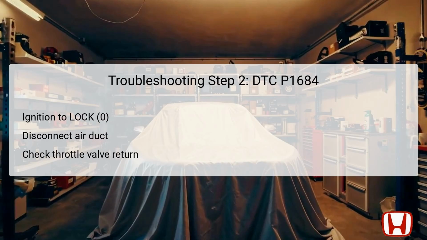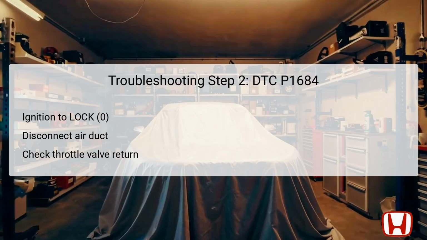In the second troubleshooting step, begin by turning the ignition switch to the lock 0 position to disable the electrical systems safely. Next, disconnect the intake air duct from the throttle body. This step allows you to have direct access to the throttle valve, enabling you to evaluate its operational condition without interference. Manually push the throttle valve open and then release it to observe whether it returns to the closed position.